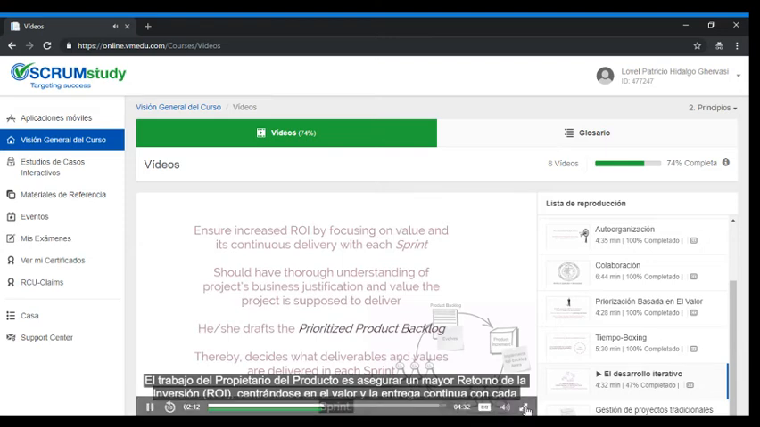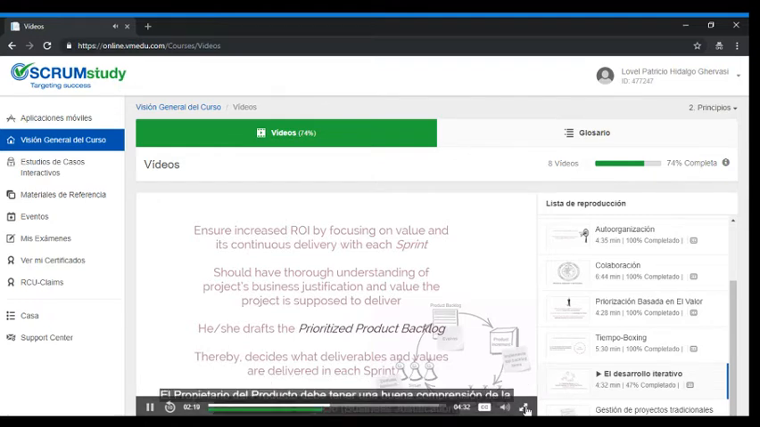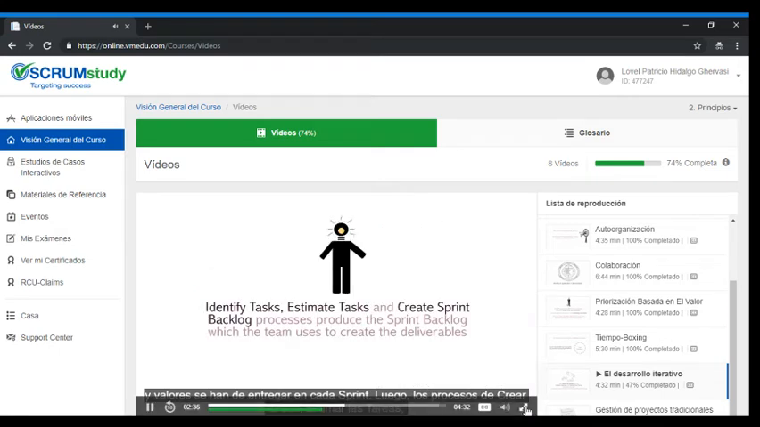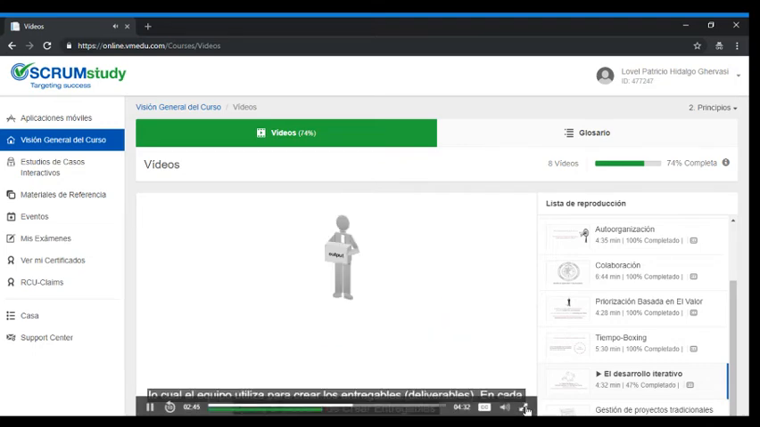The product owner's task is to ensure increased ROI by focusing on value and its continuous delivery with each sprint. The product owner should have a thorough understanding of the project's business justification and the value the project is supposed to deliver. As he or she drafts the prioritized product backlog, and thereby decides what deliverables and values are delivered in each sprint. Then they identify tasks, estimate tasks, and create sprint backlog processes, produce the sprint backlog, which the team uses to create the deliverables.